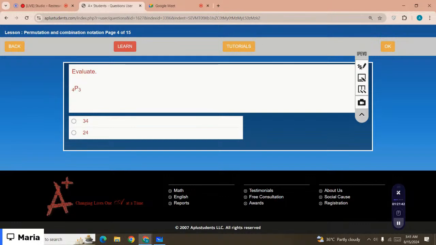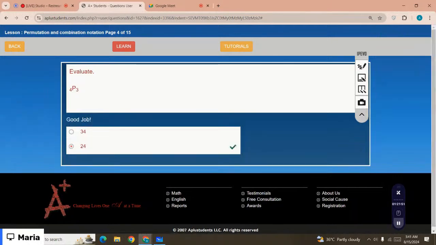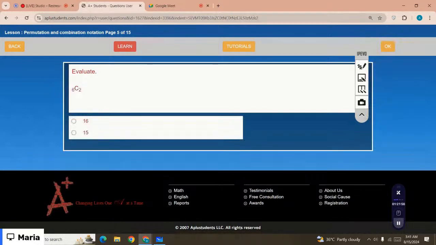Yes, 24 it is. The correct option is 24. Okay, the next is 6C2. Which is the correct option? The correct option is 15. Okay, you can complete the lesson by yourself later today.